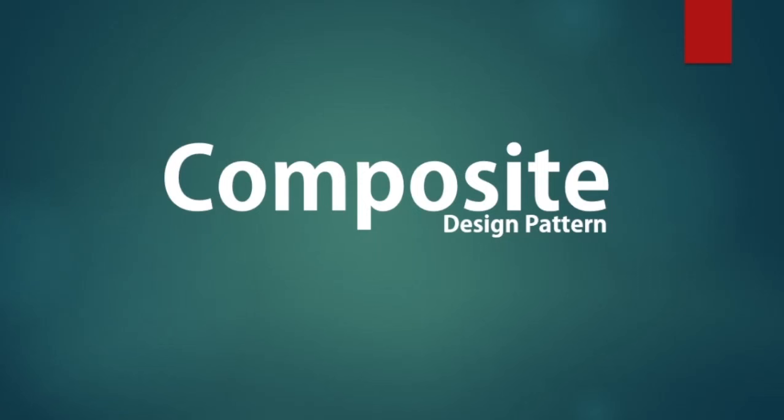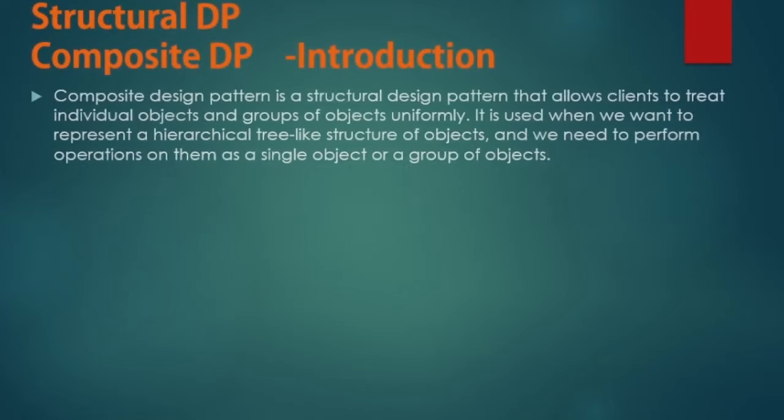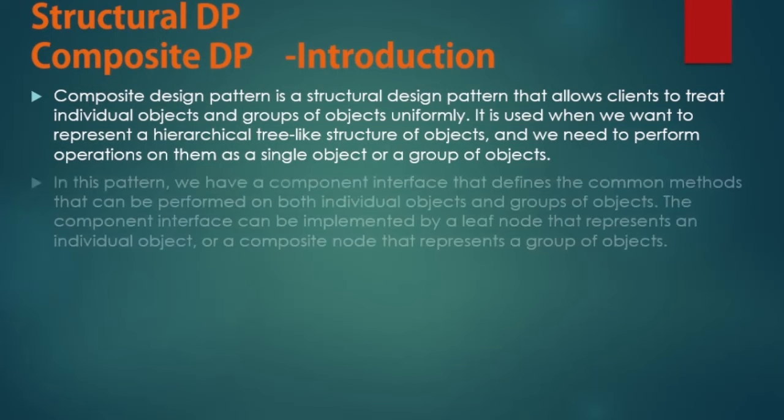Hi, welcome to this session on Composite Design Pattern. Composite Design Pattern is a structural design pattern that allows clients to treat individual objects and groups of objects uniformly. It is used when we want to represent a hierarchical tree-like structure of objects, and we need to perform operations on them as a single object or group of objects.